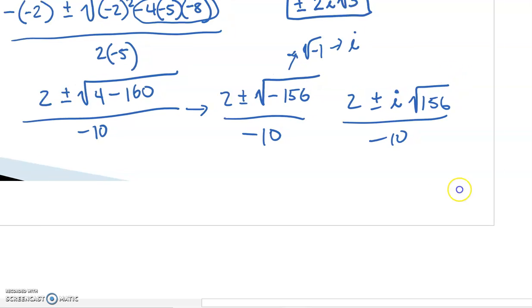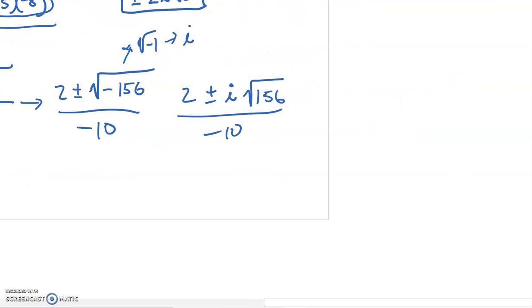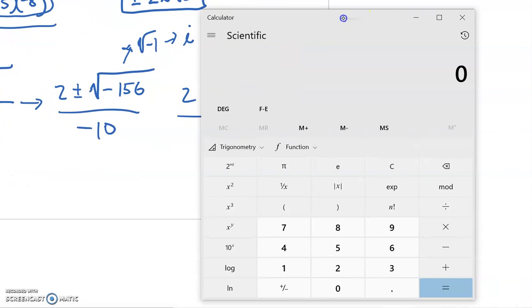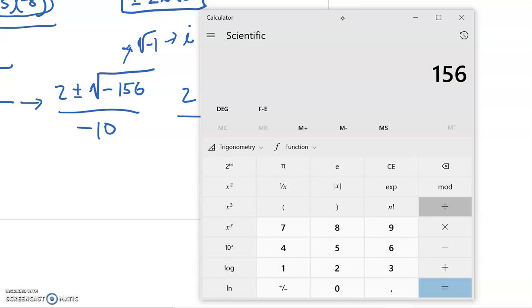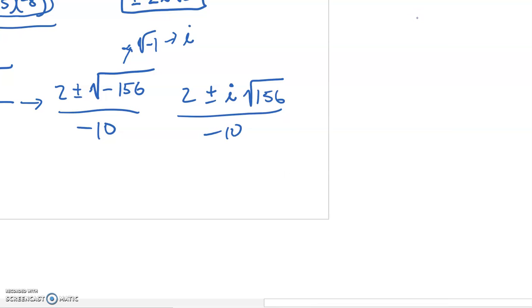So let's see if we can simplify the square root of 156. I think we can. Let's pull up a calculator here. So if I do 156 divided by 4, I'm going to get 39. So that's pretty good. So I know that the square root of 156 is the same as the square root of 39 times the square root of 4. The square root of 4 is just 2.